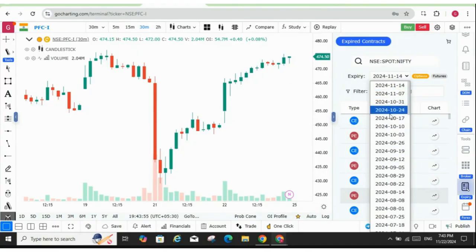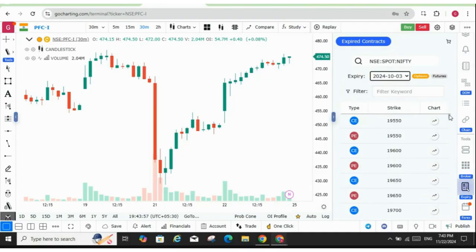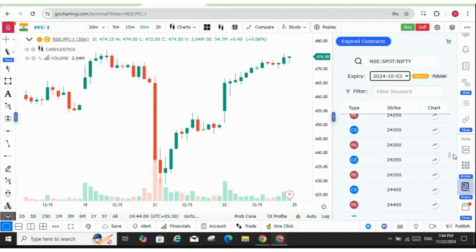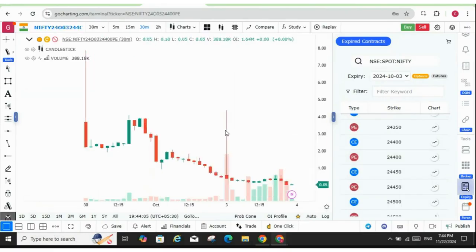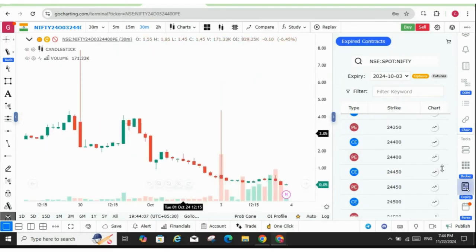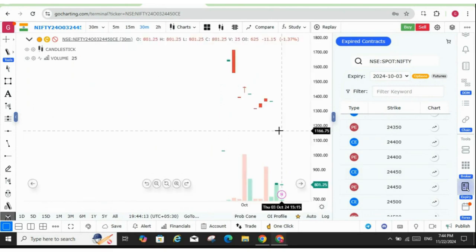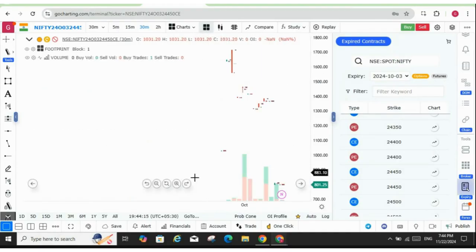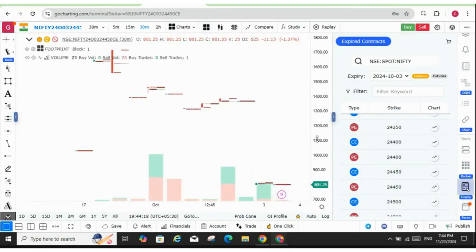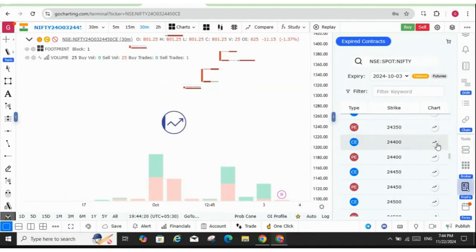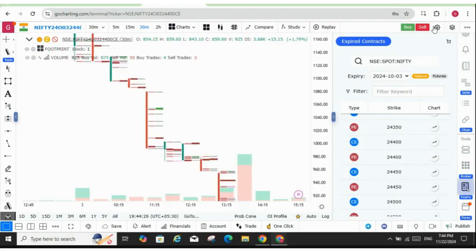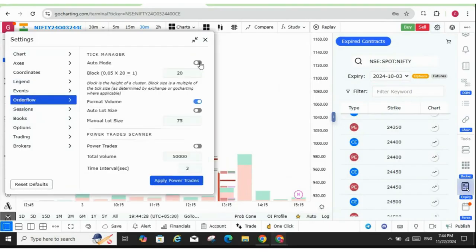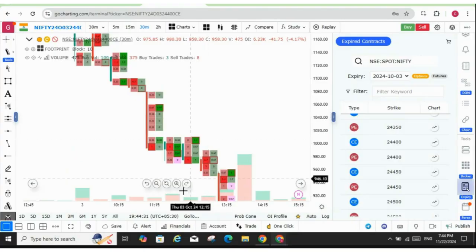So you can select these expiries, and then you can go to strategy chart. Say, for example, I want to see the 24,400 put chart. So this is the 24,400 put chart, and this is the call chart. Not only the candlestick chart, you can also see the order flow chart. Let me just zoom in for you. So this is the order flow chart.